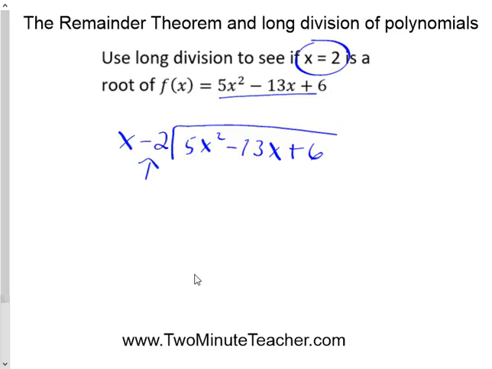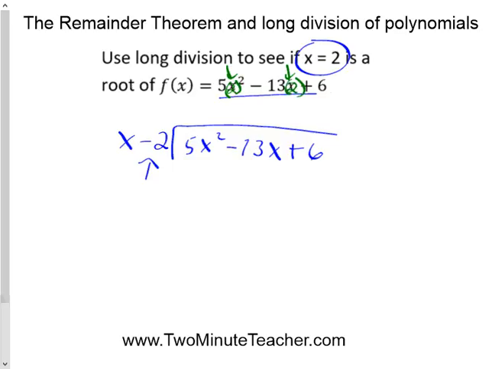But this is the important part here. What the remainder theorem tells us is that if you put in that x equals 2 into this function right here, that 2 going in there will tell you whether or not it's a root by its remainder. All right, so what I'm going to do is put the 2 in here and just see what I get.